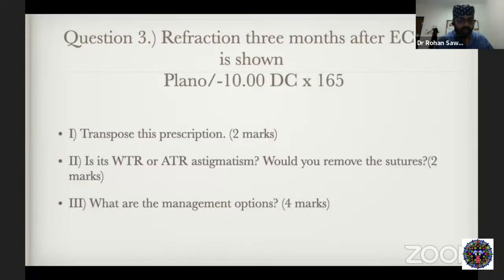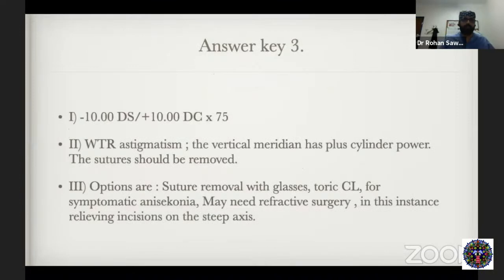This patient, if the other eye is not operated, is going to have a significant uneven cornea. So you should counsel this patient for refractive surgery. In this instance, he might just benefit from relieving incisions on the steep axis. So I'm just going to give a general answer key. The first answer is, again, transposed into the cylinder, either deducting or adding 90 with the rule as discussed. And these are the options that you can discuss with the patient.